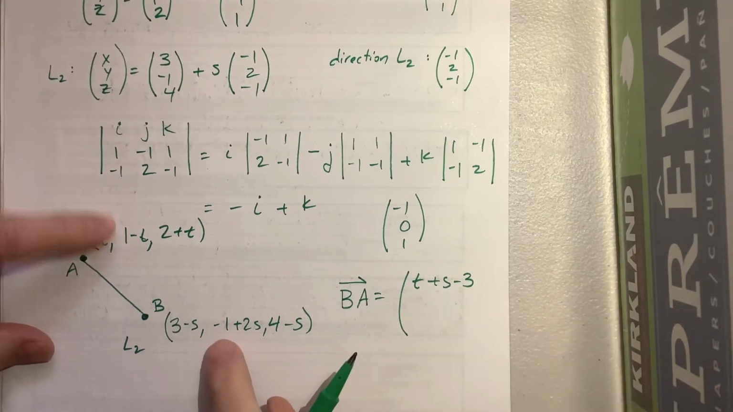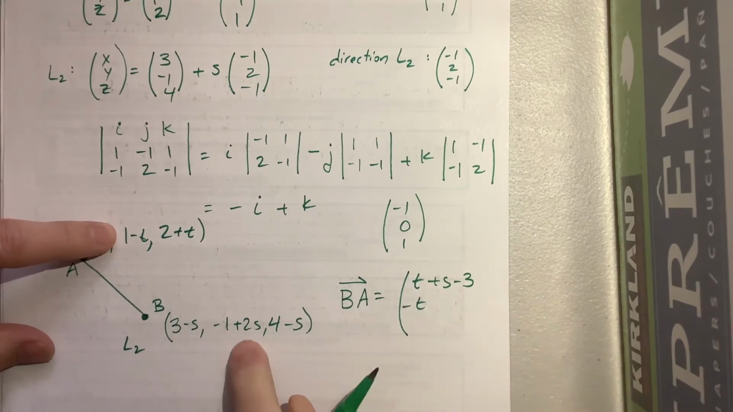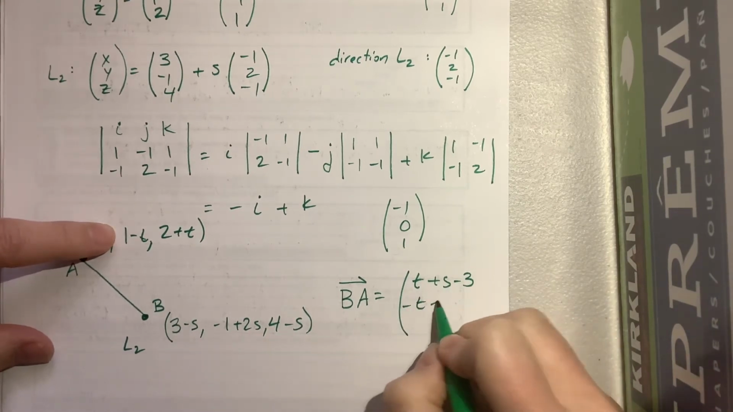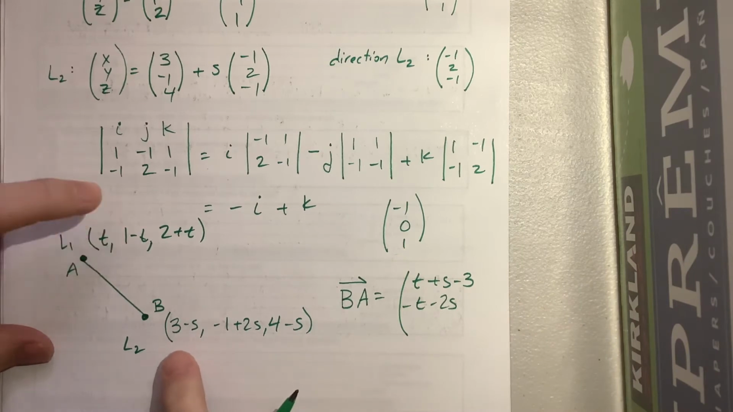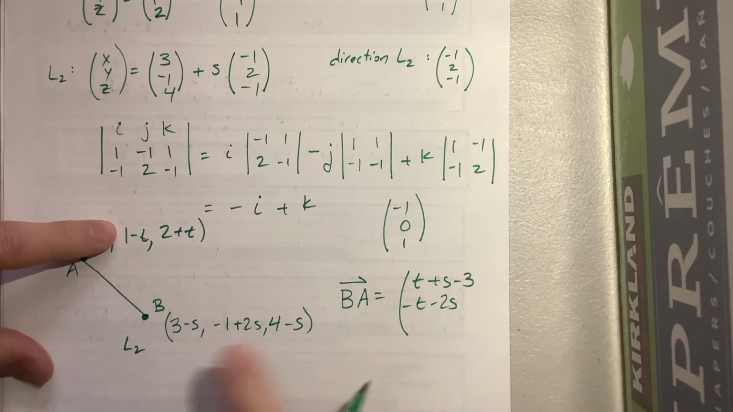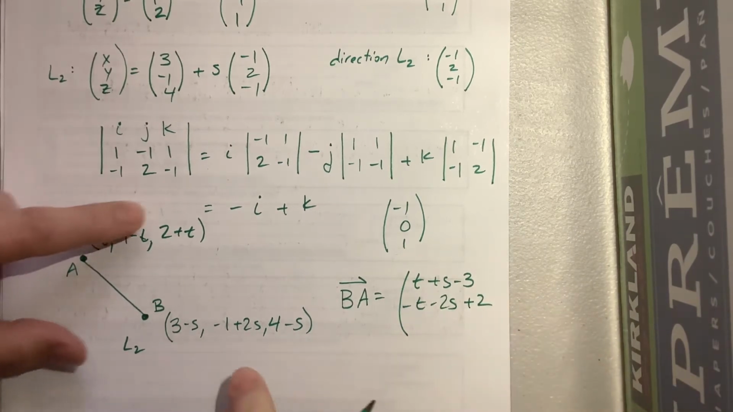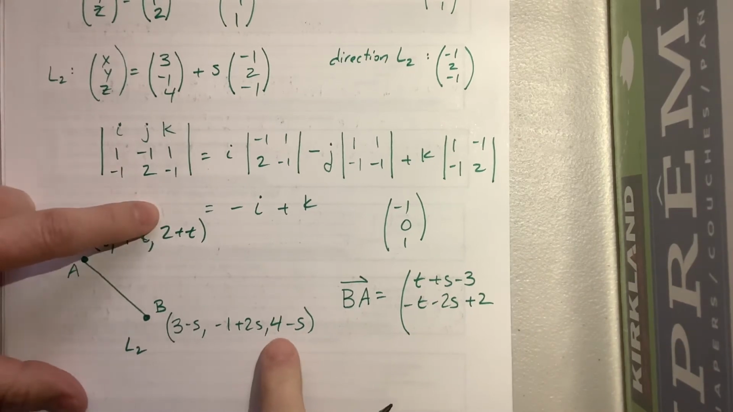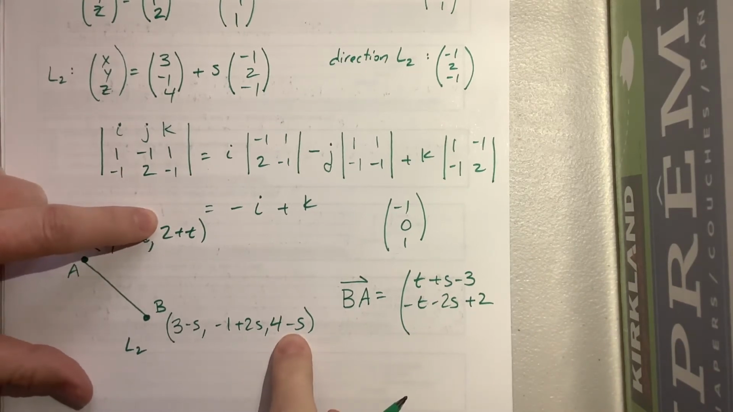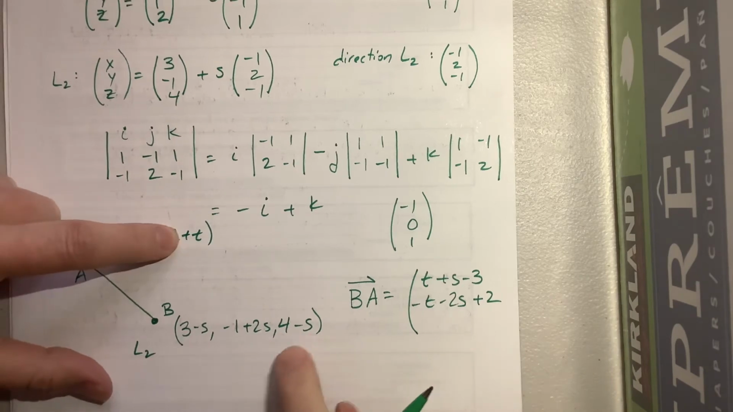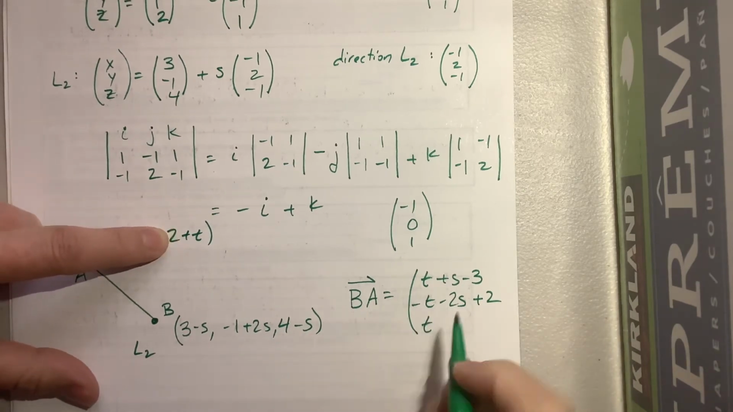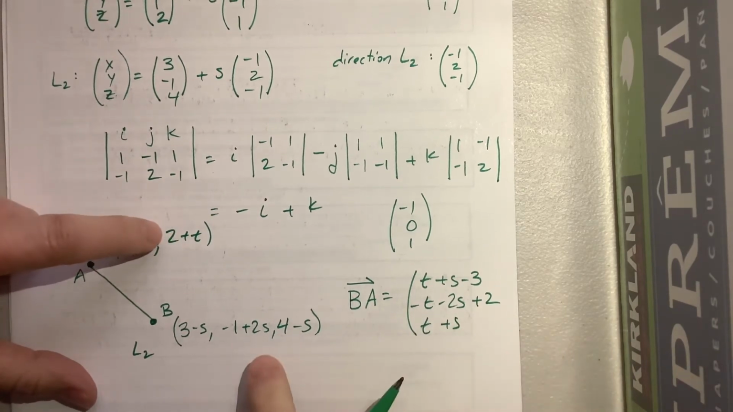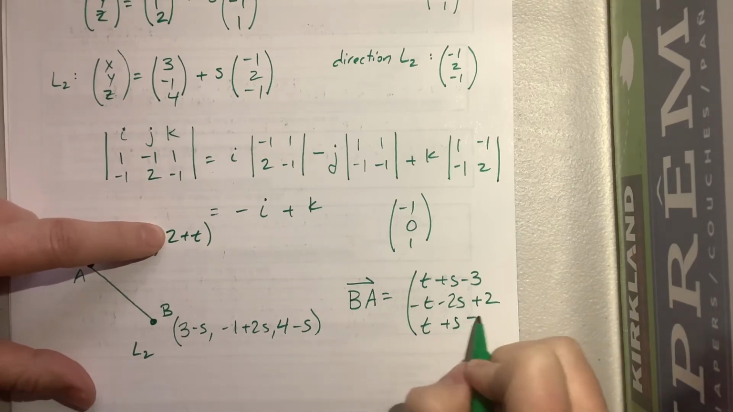Well, hang on. Let's do the t first. Negative t. We're subtracting away this. Minus 2s. And then I have a 1 minus a negative 1. So that's plus 1. That's plus 2. And then I'm looking at this one, this guy minus that one. So t minus a negative s is a plus s. And then I have a 2 minus 4, which is negative 2.